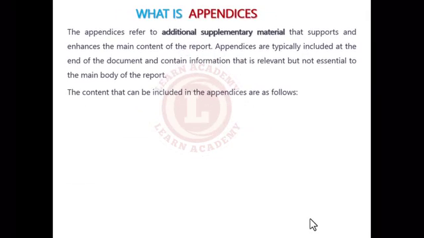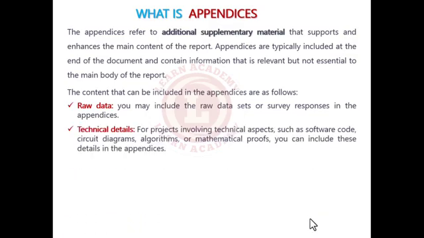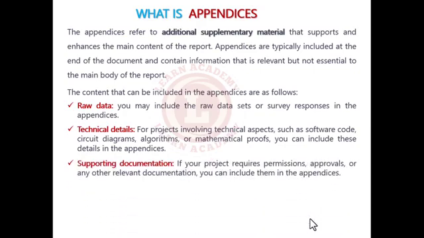So the contents usually included in appendices are as follows. Under these appendices, you can have raw data. This includes the raw data set or survey responses. You can include them under your appendices. Next one, you have the technical details, such as software codes, circuit diagrams, algorithms, mathematical proofs. All of these can also be included under the appendices.